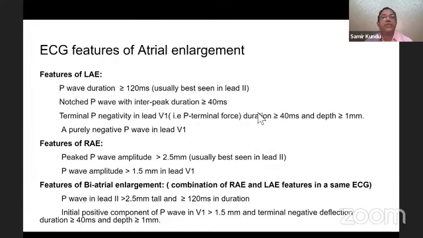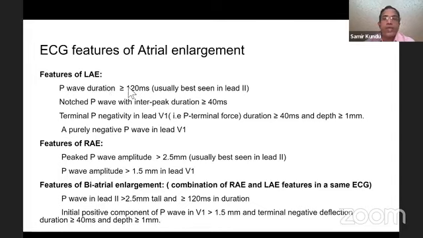ECG features of left atrial enlargement. The P wave is normally best observed in the limb leads, especially lead 2 and V1. In lead 2, it is upright, and in lead V1, it is biphasic.